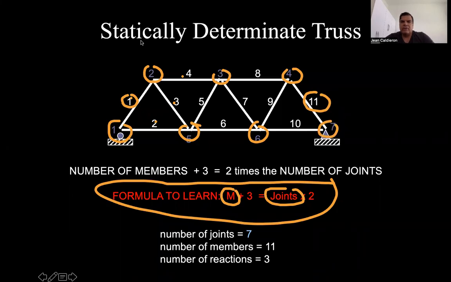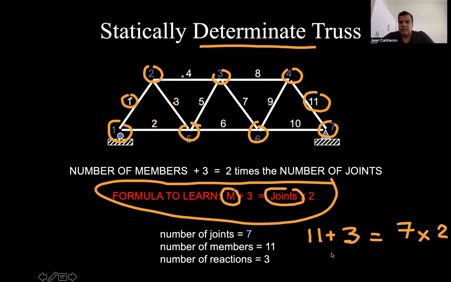Well, in order to have a truss that is determinate, we need to do this formula: M, that is the number of members, that in our case is 11, plus 3, needs to be equal to the number of joints, that in our case is 7, multiplied by 2. That means 14 is equal to 14. If that happens, then the truss is determinate.